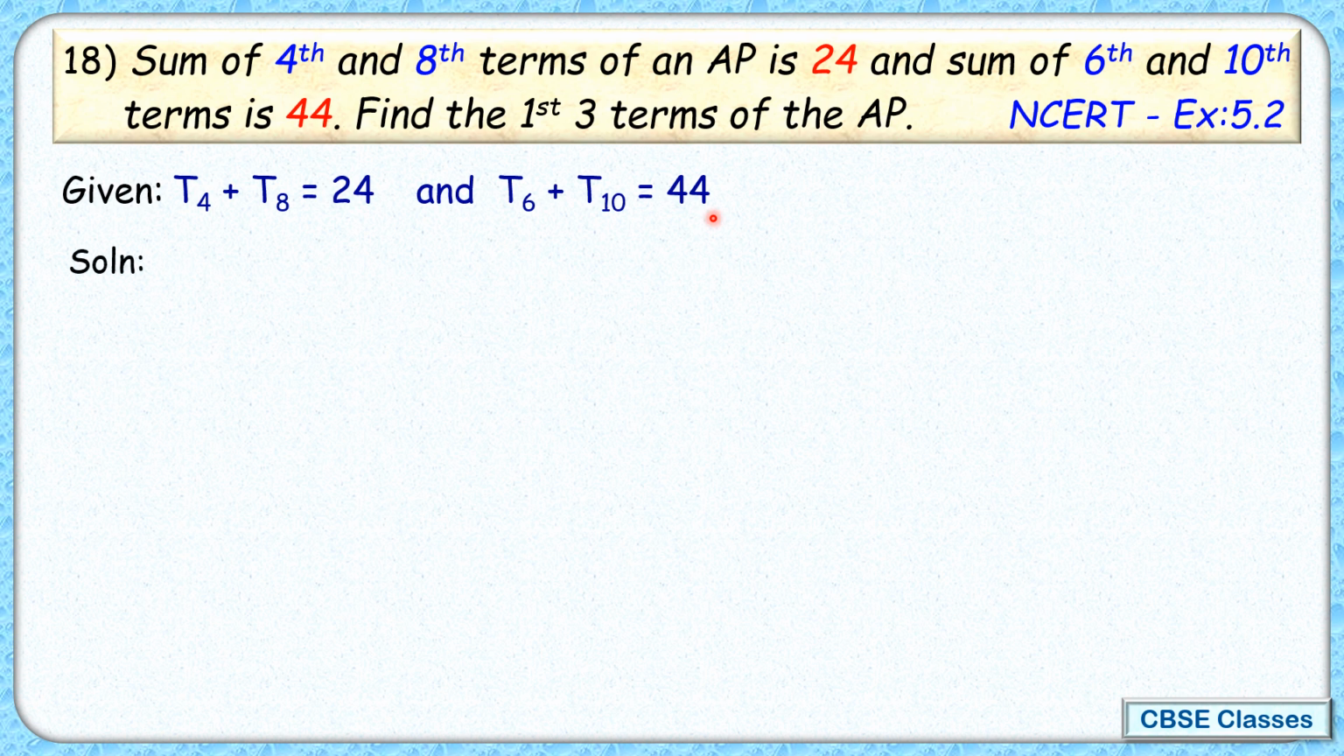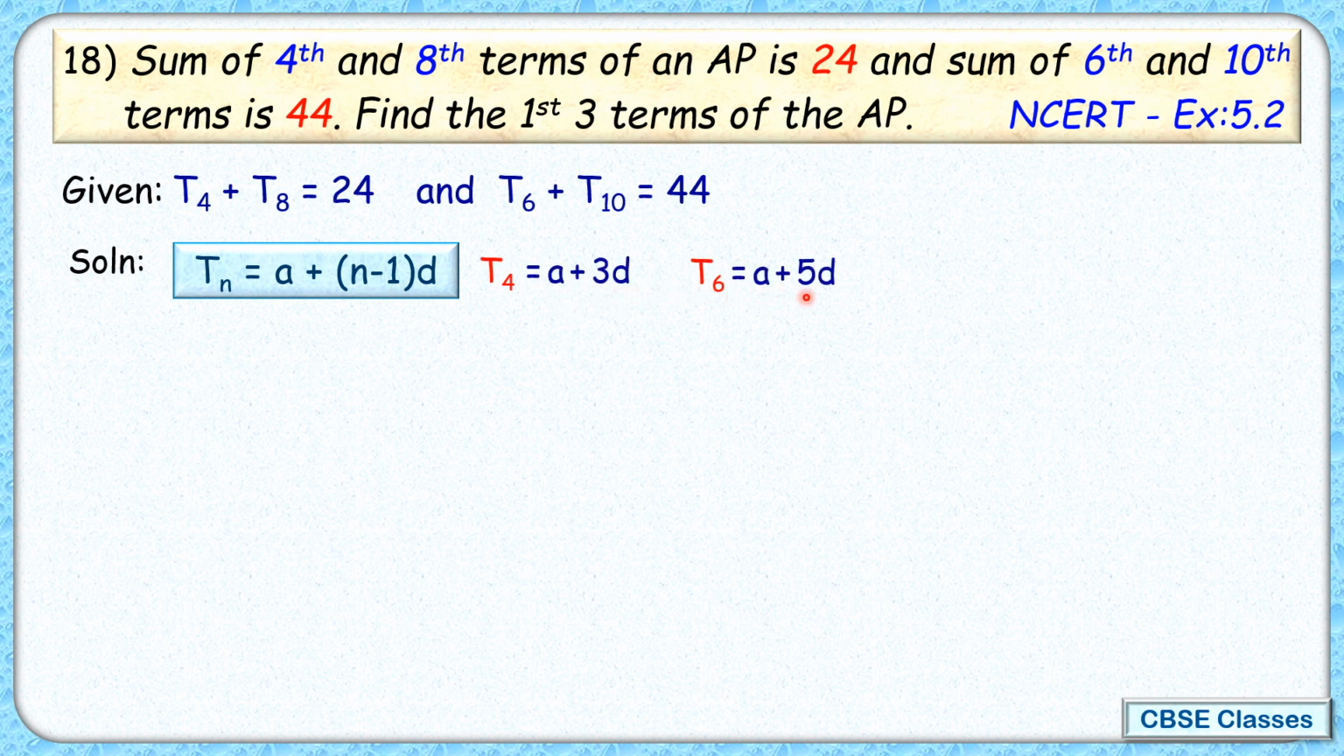Let's check the solution. We'll use the nth term formula, that is Tn is a plus (n minus 1)d. So here if we put n as 4, n minus 1 will become 3. So T4 is a plus 3d, T6 is a plus 5d, T8 is a plus 7d and T10 will be a plus 9d. So this is our first equation, let's solve this first.